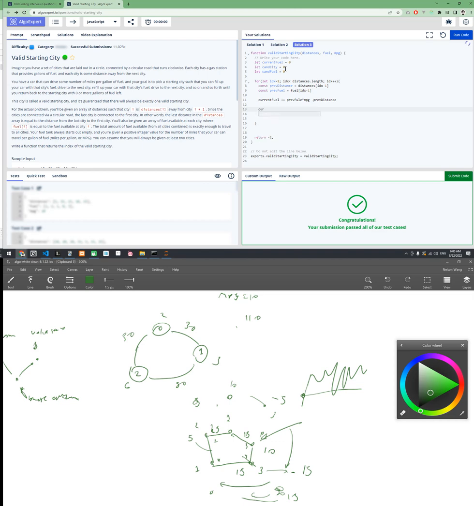What you want to do is: if the current fuel is less than the candidate fuel, then the candidate fuel equals the current fuel, and the candidate city equals the index of the city. And now we want to return the candidate city.